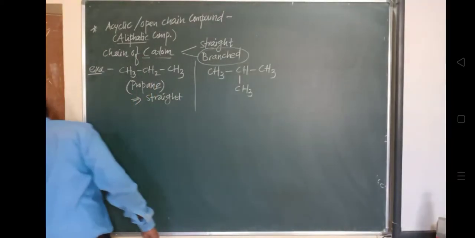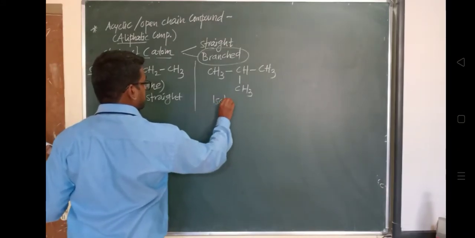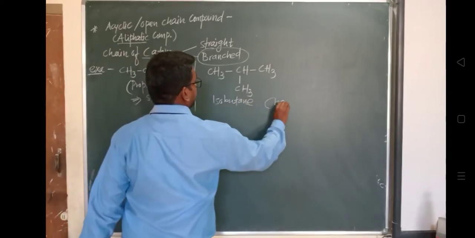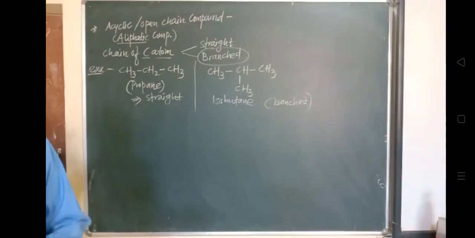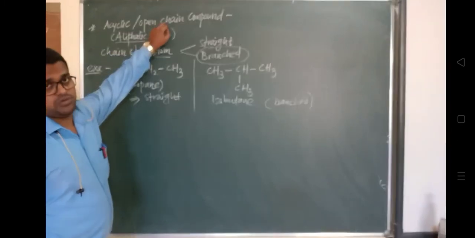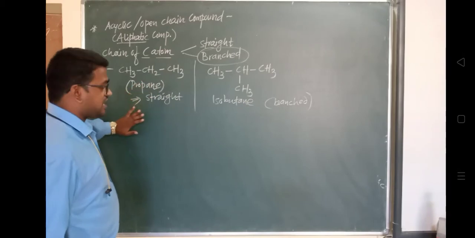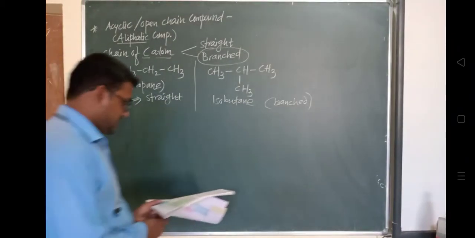So this is called isobutane. This is isobutane, which is having a branched structure. So this is the very first classification of what? Acyclic organic compounds. So this is not having a cycle. Second one is cyclic compounds. Okay, so we'll see what is a cyclic compound.